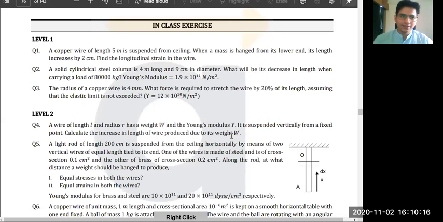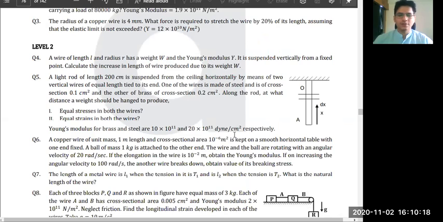Now, question number 4, everyone. Think about it. A wire of length L and radius R. Now, think of 4. Don't you think that this is basic? Yes, we have already derived this. Question number 4, we have already derived this. I hope all of you remember.